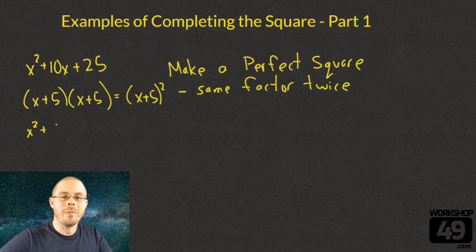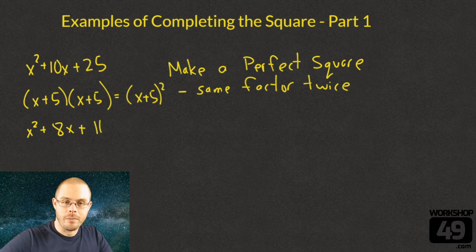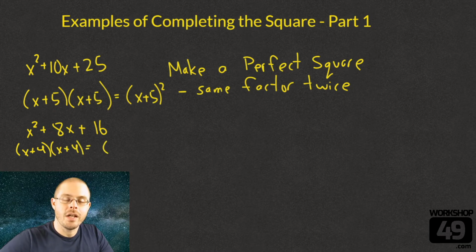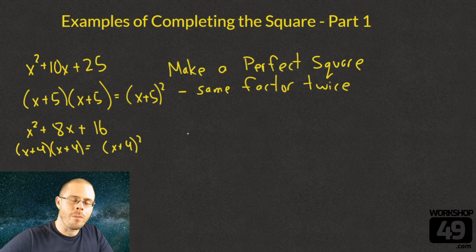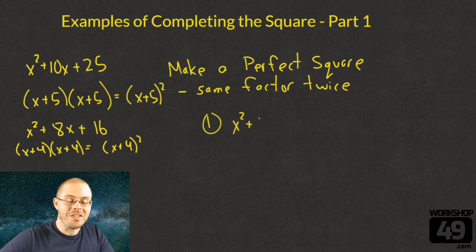Another perfect square would be x squared plus 8x plus 16. We know it's a perfect square because the same number adds to give the number in front of the x as is the square root of the end. So it's a 4 and a 4, because 4 plus 4 is 8, and 4 times 4 is 16, which means that perfect square is x plus 4 squared. Let's go ahead and do an example of completing the square.